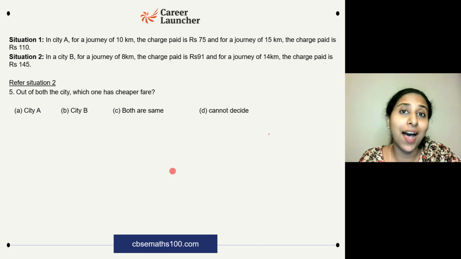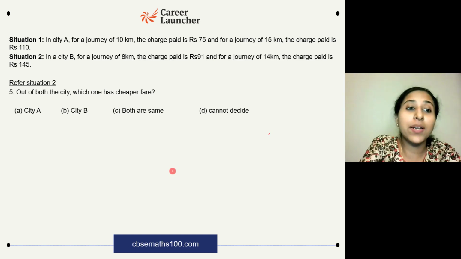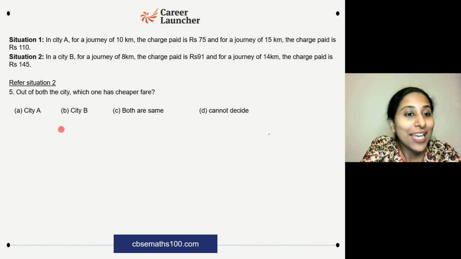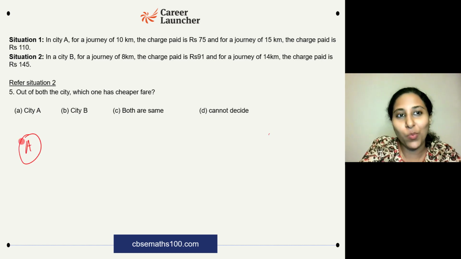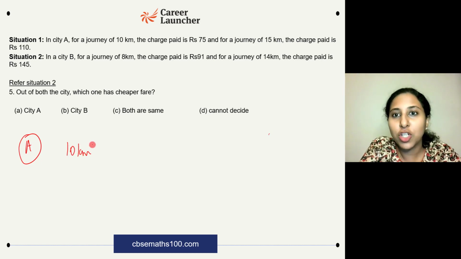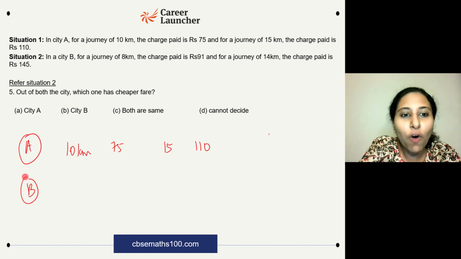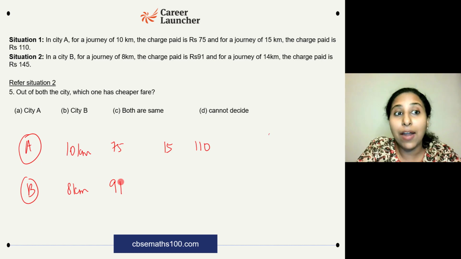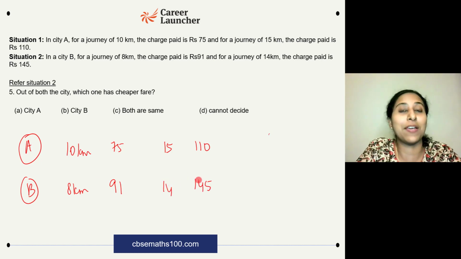Okay, let's look at the next question. The last question asks, out of both the cities, which one has cheaper fare, whether it is city A or city B? If you look at city A, what do you see? For a journey of 10 kilometers, the charge paid is 75. For a journey of 15 kilometers, the charge paid is 110. Let's look at city B. For a journey of 8 kilometers, the charge paid is 91. And for a journey of 14 kilometers, the charge paid is 145.